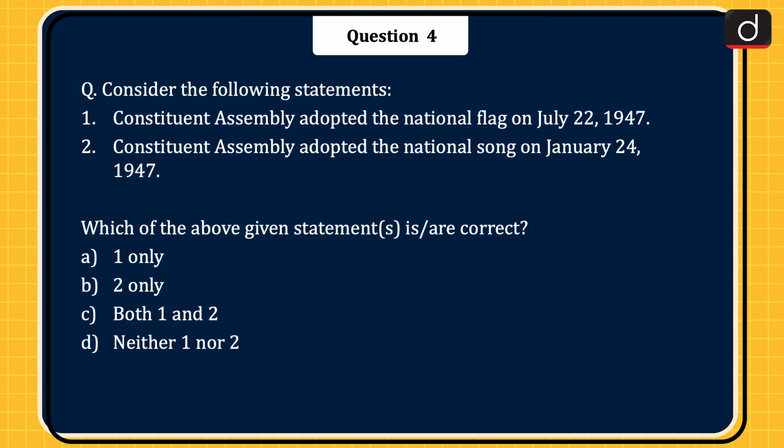Next question is, consider the following statements. 1. Constituent Assembly adopted the national flag on July 22, 1947. 2. Constituent Assembly adopted the national song on January 24, 1947. Which of the above given statement or statements is or are correct? 1 only, 2 only, both 1 and 2, or neither 1 nor 2? The correct answer is option A, 1 only.